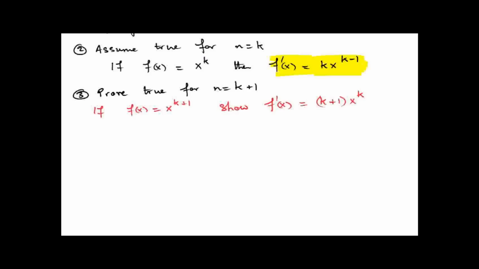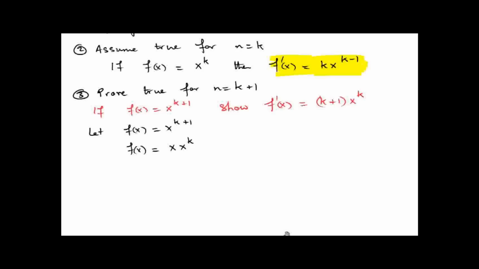Okay? So here goes. Let f of x equal x to the power of k plus 1. Now, in induction, we're always trying to find a way of bringing in our assumption, aren't we? So would we agree that x to the power of k plus 1 is simply just x multiplied by x to the power of k? Isn't it? It's x times x to the k. Yeah?